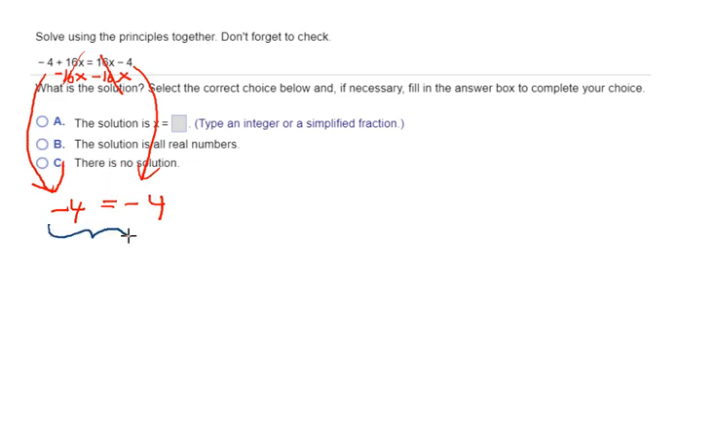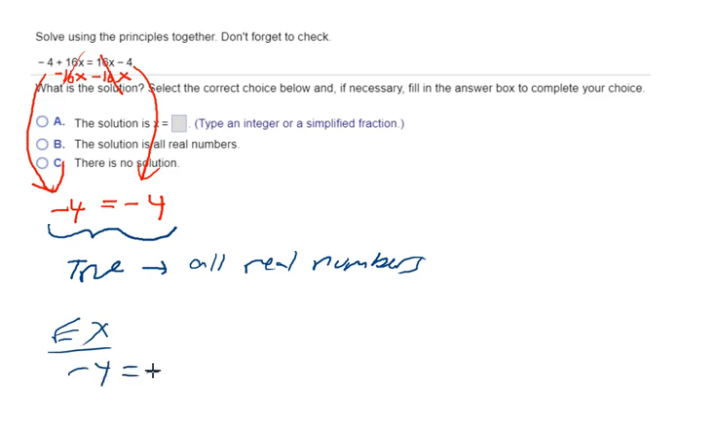The way we determine which one of those to choose is by looking at what results after the variable gets canceled out. Here we get negative 4 equals negative 4, which is a true statement. If you end up with a true statement, then your conclusion should be all real numbers. If this had ended up being false, for example negative 4 equals negative 5, that would be false, and in that case we would say there's no solution.